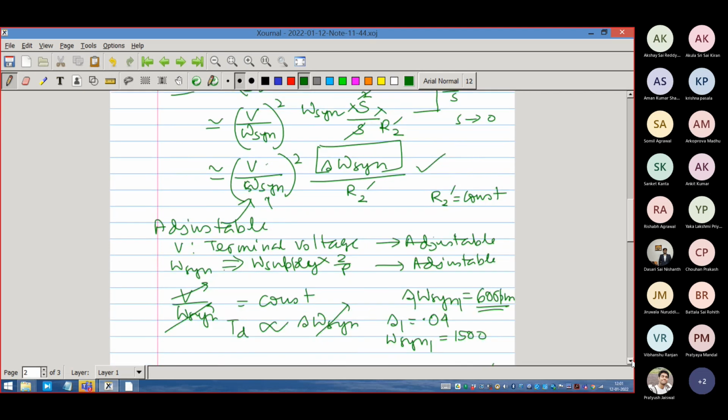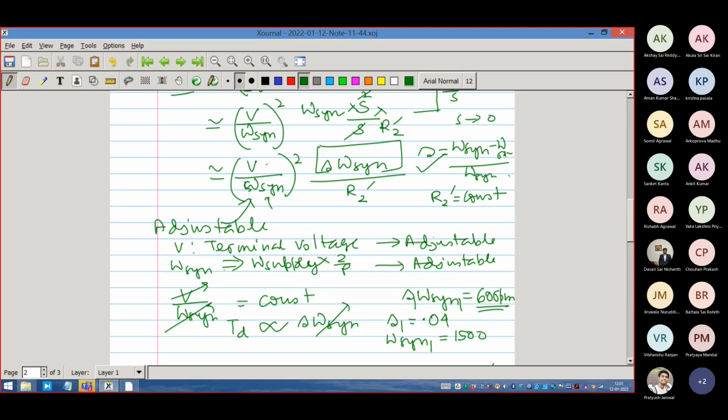I repeat, if you know that, you have known almost 40-50% of the basic principle, the basic philosophy of electric drives control, which is nothing but torque control. The basic principle of operation is that torque is proportional to S omega sin. This happens because the V by omega sin ratio is kept constant. Therefore, the torque is now proportional to S omega sin. And S by definition is omega sin minus omega rotor, divided by omega sin.